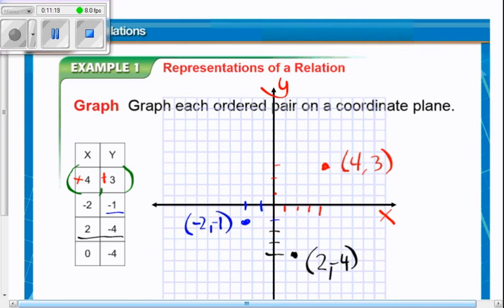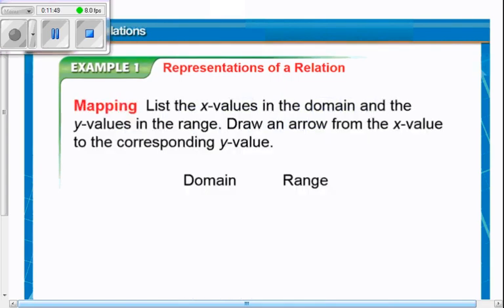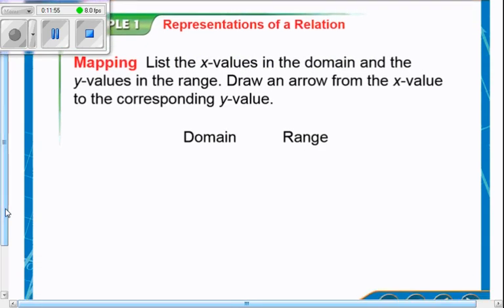Okay. And then last but not least, we have 0, which means that we don't go to the left or the right when it's under x. And y is -4, so we're going to drop down 4. And my last point is right there on the y-axis. That point is (0, -4). All right. I'm hoping this is like crazy easy for you because you've already done all of this in 7th grade.